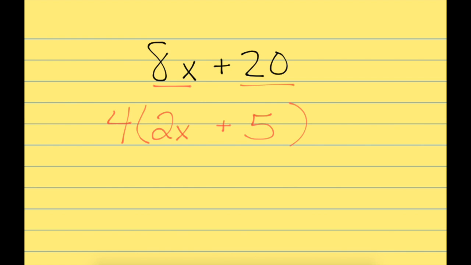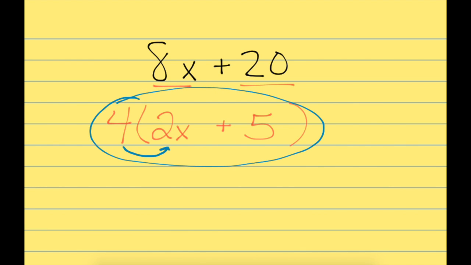Now the way you can tell you're right is if you were to use the distributive property and do 4 times 2x and 4 times 5, you get back to where you started. So again, it's kind of like undistributing. So let's look at another set.